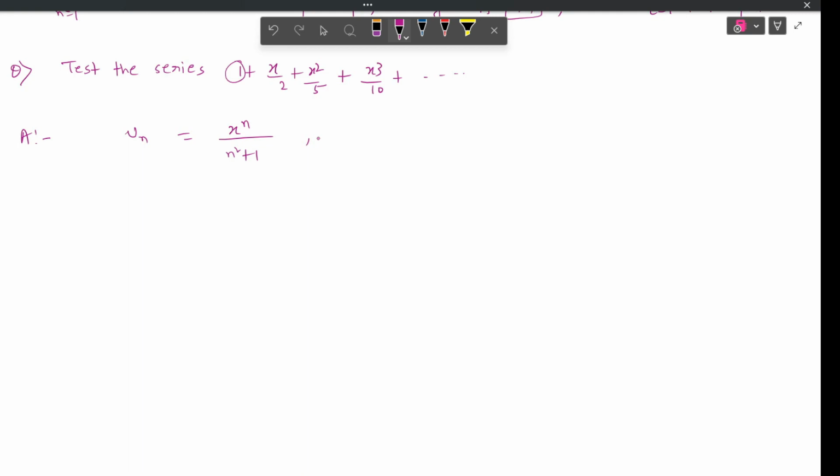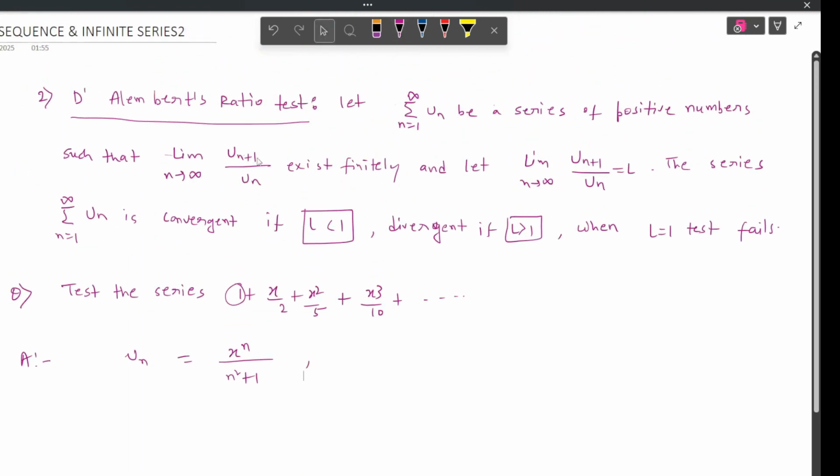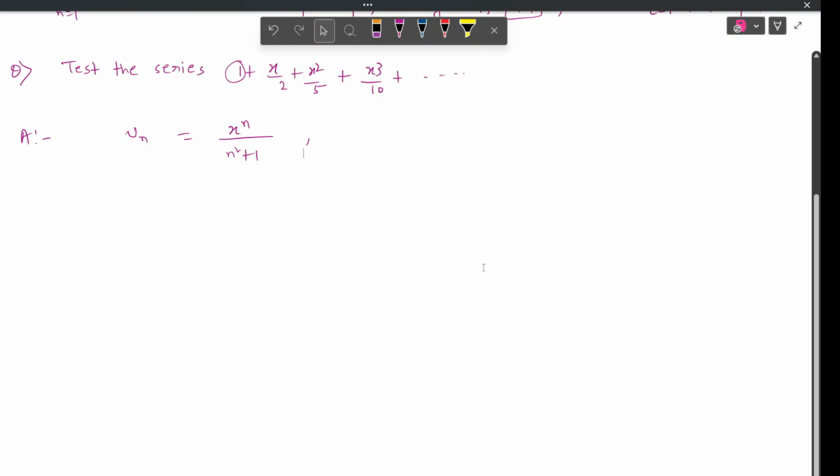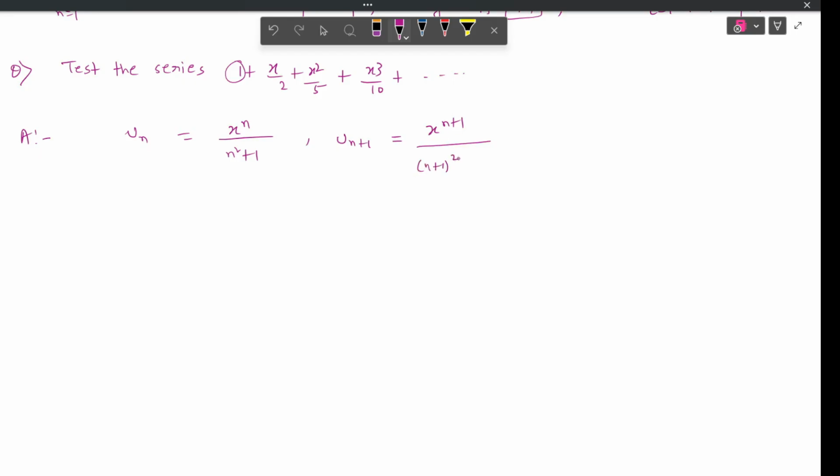To apply D'Alembert's test, we need u of n plus 1, and then we will apply limit n tends to infinity u of n plus 1 by un. According to that, we will judge. So what is u of n plus 1? This will be x to the power n plus 1 by n plus 1 square plus 1. So this would be x to the power n plus 1 by n square plus 2n plus 2.